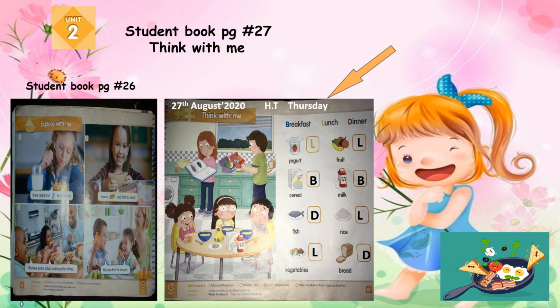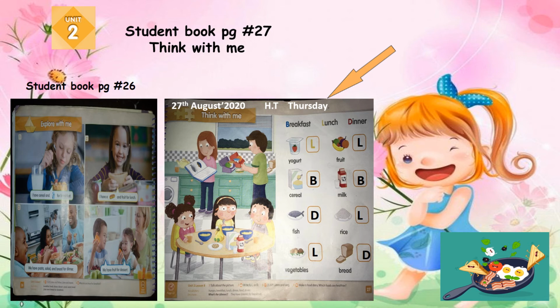In that square, L is written for lunch. Then look at fruit. When you would like to have fruit in your lunch, you can write L there. Then cereal for breakfast, you have to write capital B there. Then look at picture of milk. What you will write there? Capital B.